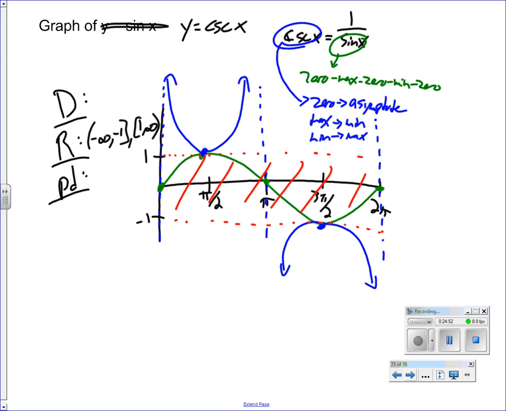If we look at the values that are excluded from the domain, you see it's all integer multiples of pi. We have 0, pi, 2 pi, the next one would be 3 pi, and so on and so forth. It's all the integer multiples of pi. So x cannot be any integer multiple of pi. And just like for secant, the graph for cosecant comes from the graph for sine, so our period is going to be the same. It's going to be 2 pi radians or 360 degrees.